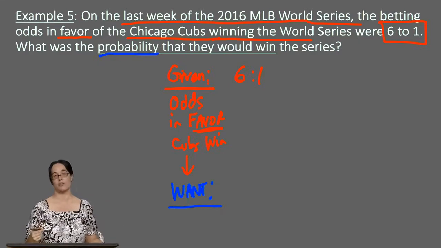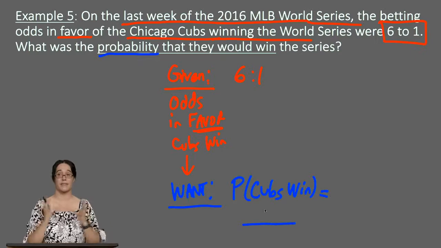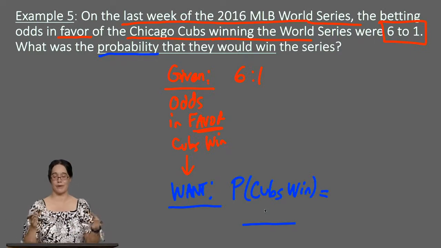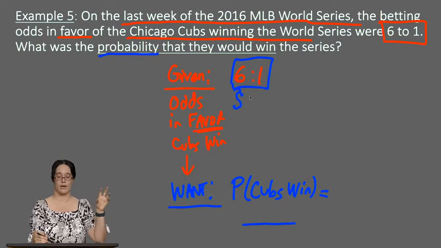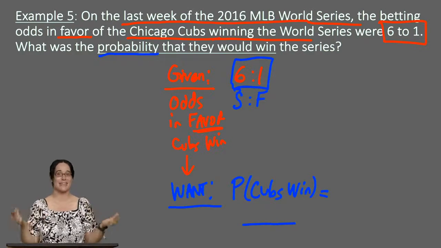So what do we need to do to change this to a percentage? Well, we could notice that we need for a percentage the probability that the Cubs win. That's what we're after, right? We need the total number of possibilities on the denominator, and we need the number of ways this could happen in the numerator. So what does this odds in favor tell me? Odds in favor tell me there are 6 ways that you could successfully have the Cubs win for every 1 way that they could fail to win, right? So how many possibilities is that describing? 6 plus 1 is 7. So for every 7 possibilities, 6 of them are in the Cubs' favor, and 1 of them is not, okay?